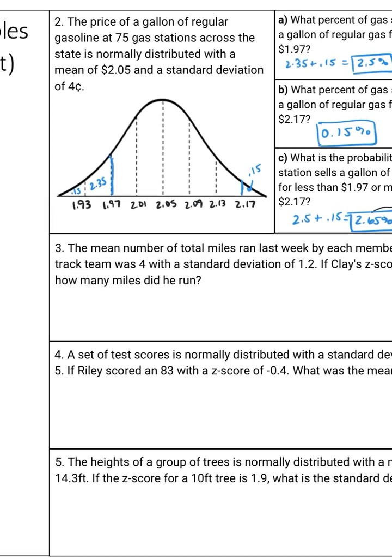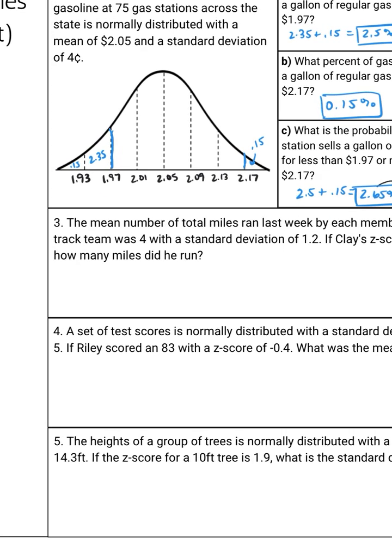So let's look at a couple of z-score calculations real quick. The main thing with these is you just need to be able to recognize the information that you're being given. So the mean number of total miles run last week by each member of the track team was 4, with a standard deviation of 1.2. If Clay's z-score was 2.5, how many miles did he run?